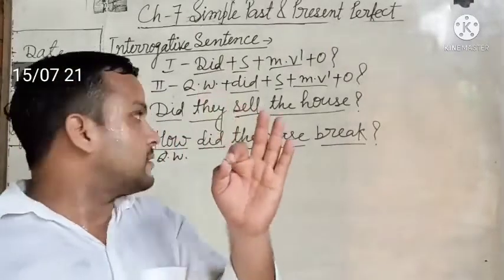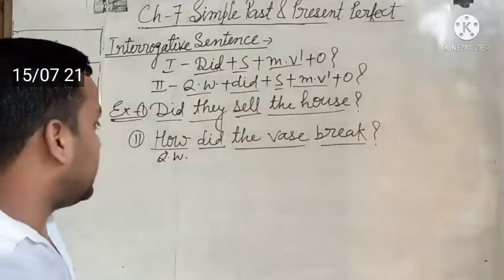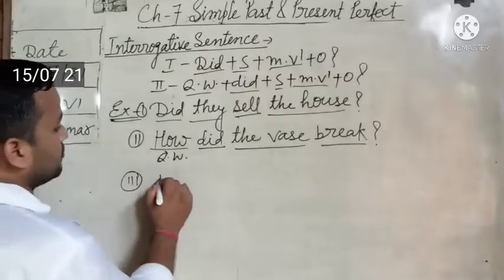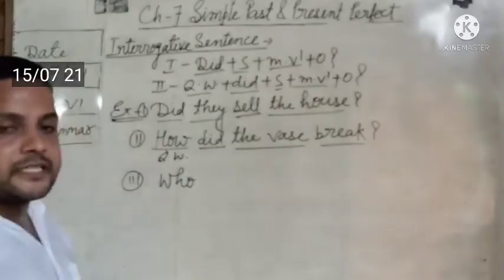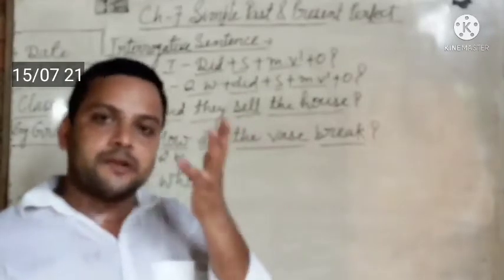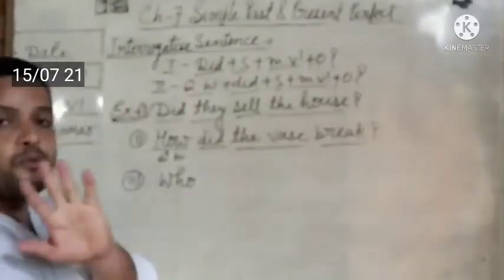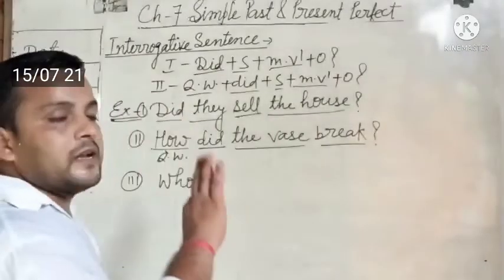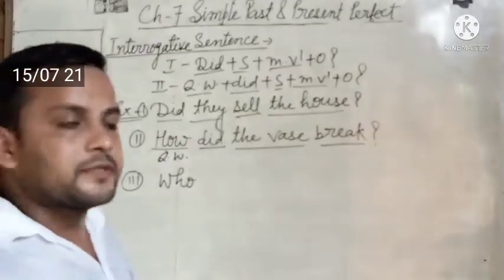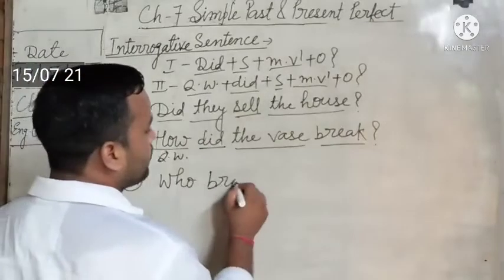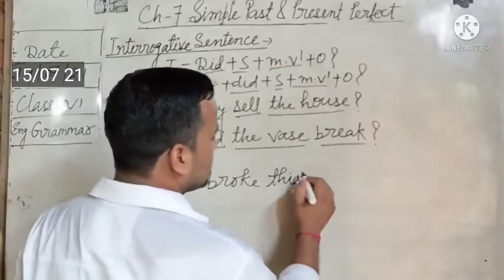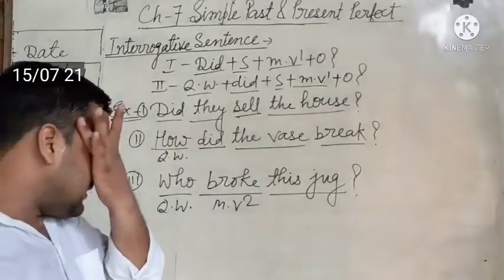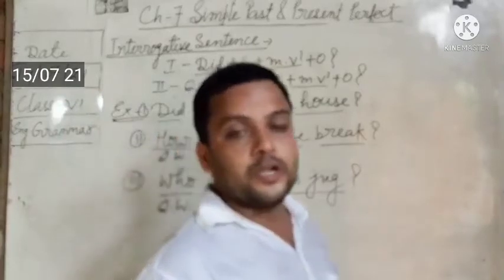Student, in this tense, one exception is there. If the interrogative sentence starts with who, and the sentence is only interrogative, not interrogative negative, then with who we never use did. With who, did is not used, and when we do not use did, then we use main verb second form. See the example. Who broke this jug?